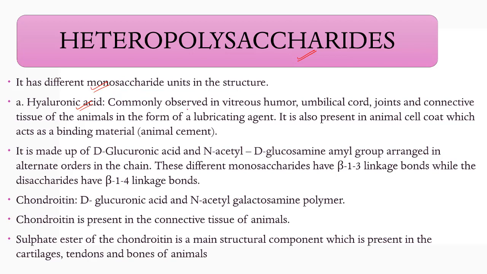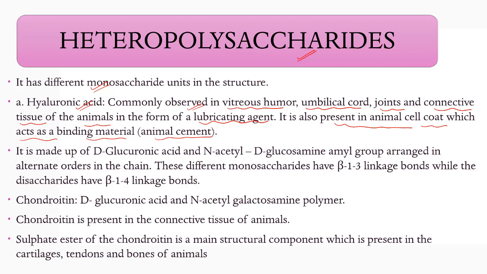Hyaluronic acid is commonly observed in vitreous humor, umbilical cord, joints, and connective tissue of the animals in the form of a lubricating agent. It is also present in animal cell coat, which acts as a binding material, and in animal semen.